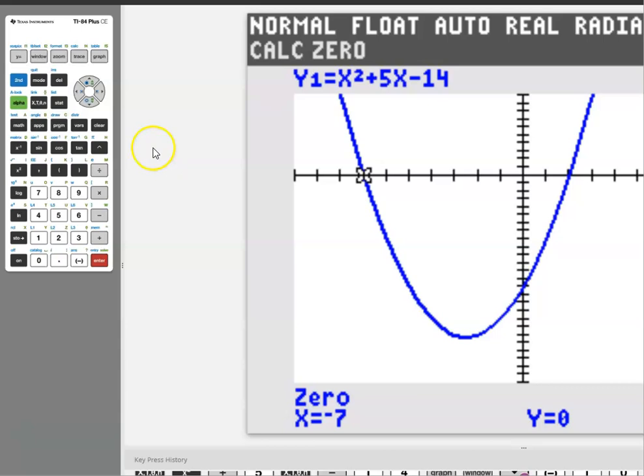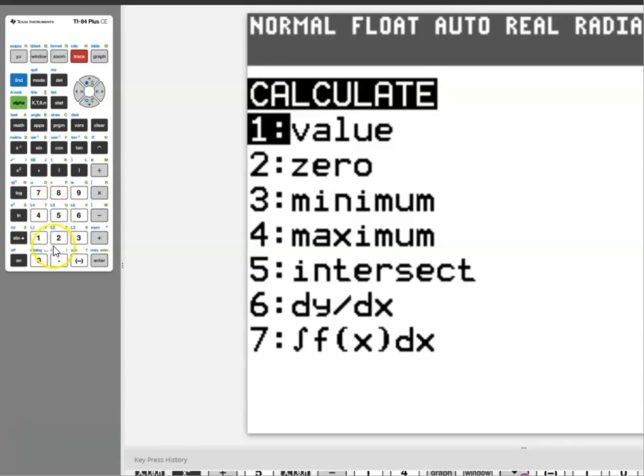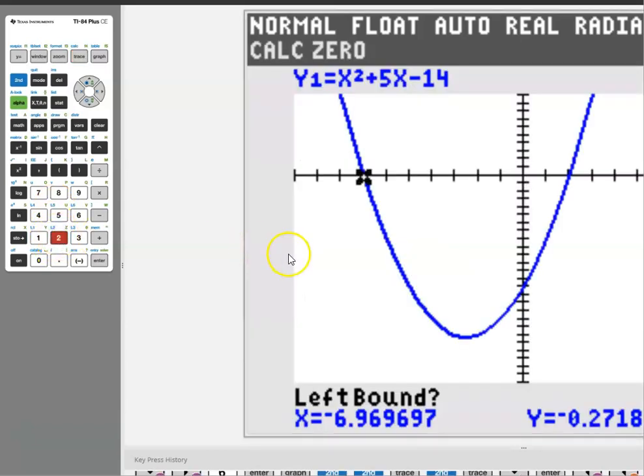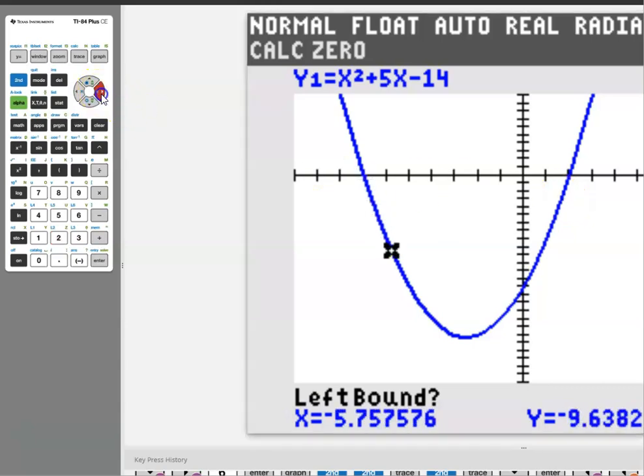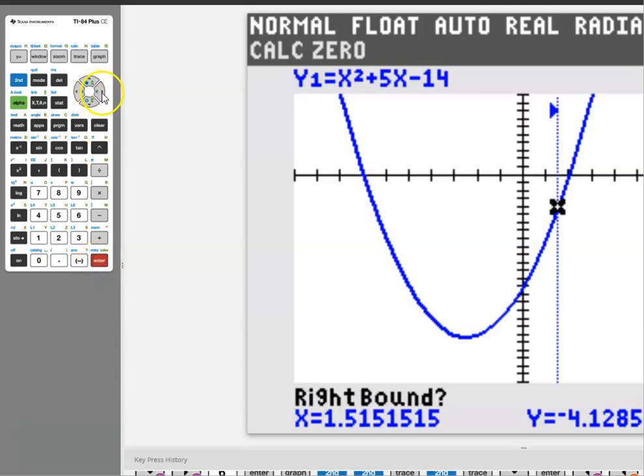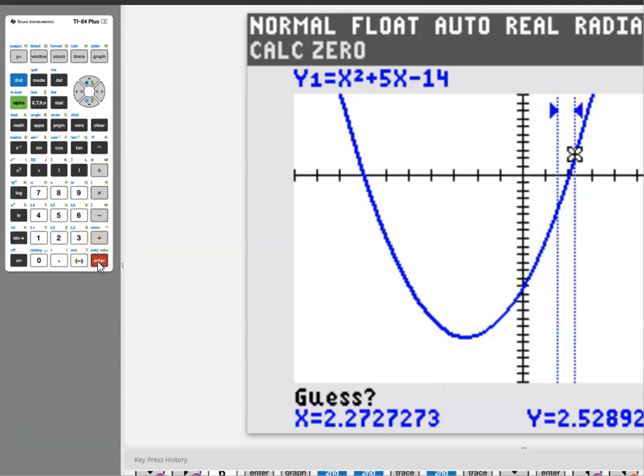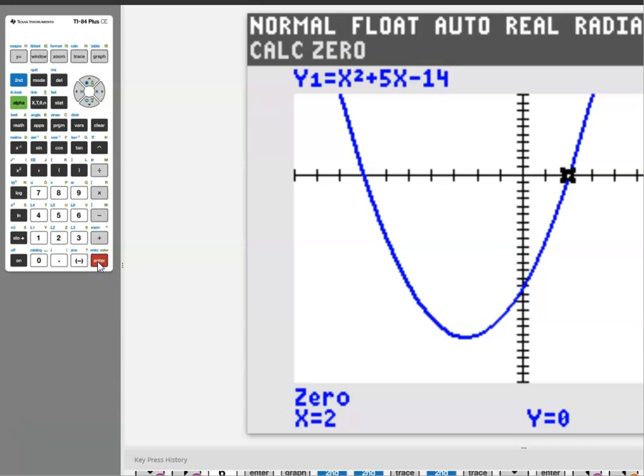Let's find the second one. Go back into second calc. Go back to 0 once more. It says left bound. I want to be down here. So I'm going to come around. Once I'm below but near the root, I hit enter. Then it changes to right bound. I'm going to continue above. Once I'm above, I hit enter. It says guess. It's really calculating. That's my second root at the coordinate pair of 2, 0.